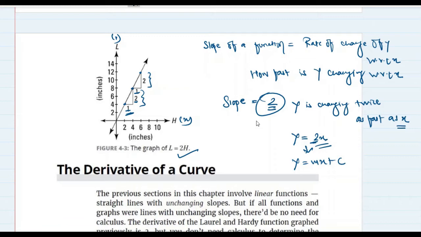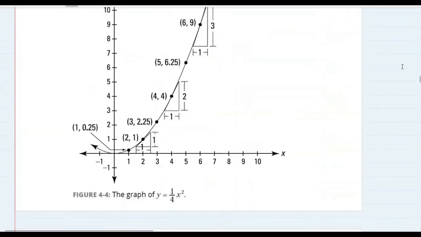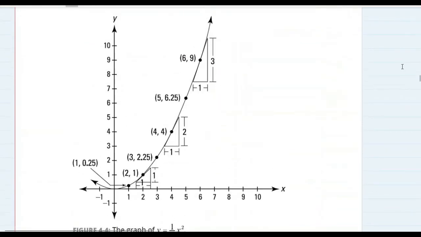But then when a curve comes, what happens? This is what happens with a curve. For a curve, the slope at different points is different. So slope at every different point is different. And what is it? See, if we consider this point 6 comma 9, what is the slope at 6 comma 9? So, slope of the graph at a point.